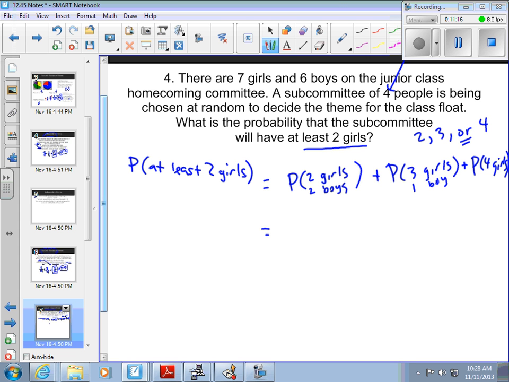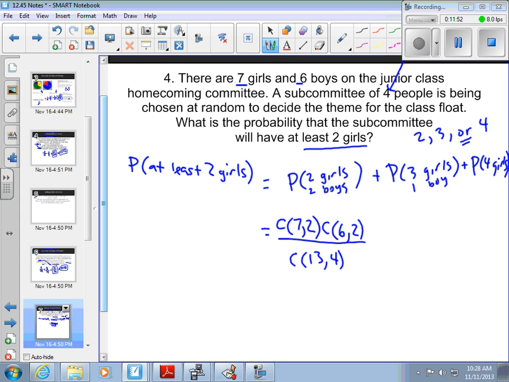So for 2 girls and 2 boys, we've got to figure out the probability of drawing 2 girls. So we know there's 7 girls. We're choosing 2. We'd also have to find out how many ways to select the 2 boys. With boys, it says there's 6 boys. We're choosing 2. On the bottom, we've got to figure out how many ways of just selecting 4 people. So out of a total of 13, if you add 6 and 7, you get 13 people. We're choosing 4 of them.